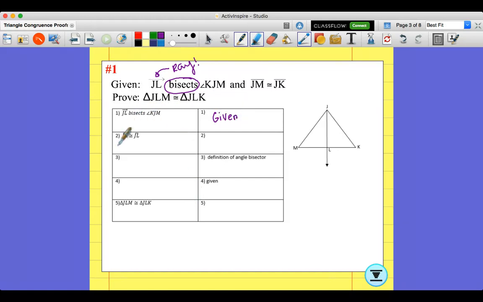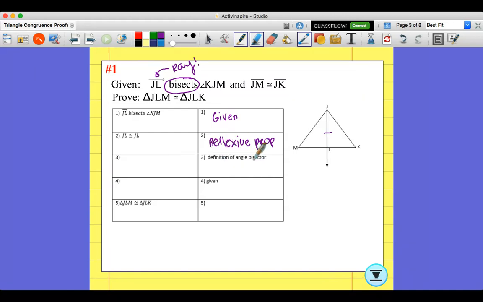Okay. JL is congruent to JL. That's not given to us, right? That's not given up here. Let's look. Oh, we've seen stuff like this before. Something's congruent to itself. What's it called? Reflexive property.